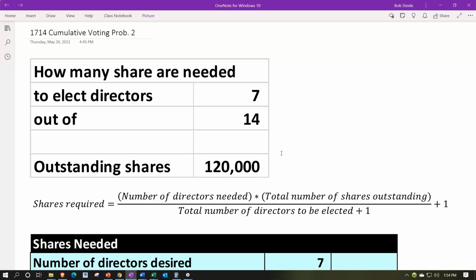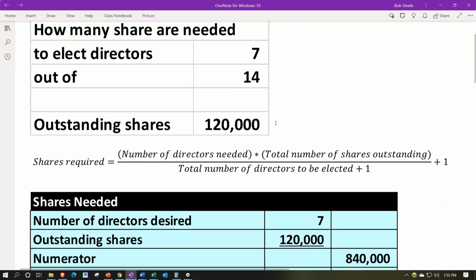So how many shares are needed? This is going to be a common question. The question being, in that type of cumulative voting situation, how many shares are needed to elect 7 directors, we're going to say, out of the 14. So we want to get 7 out of the 14 directors. How many shares do we need? The other question that could be asked is, if I have this many shares, how many directors could I basically guarantee to be able to pick up given the cumulative voting system, which we will do in a future problem.